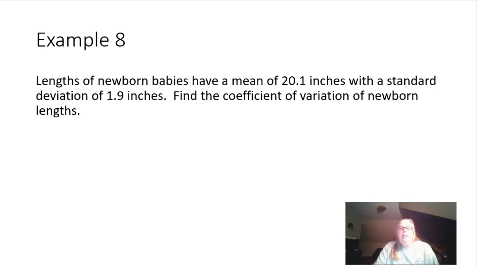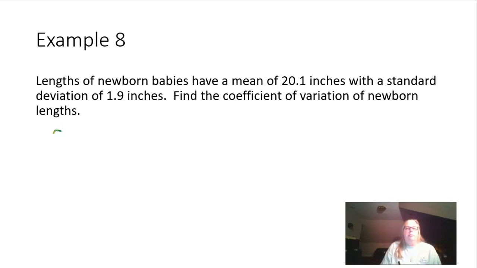Example 6 and example 7 have to do with Chebyshev's inequality, which we'll be covering next week in class. So we'll skip those till then and jump ahead to example 8. The lengths of newborn babies have a mean of 20.1 inches with a standard deviation of 1.9 inches. Find the coefficient of variation of newborn lengths.